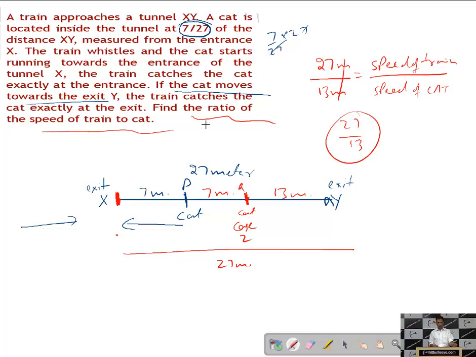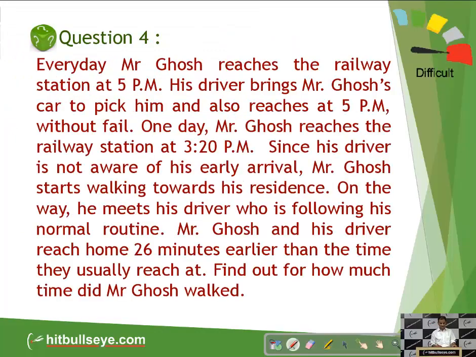Okay students, now come to the next question, number 4. Again, this is a CAT question. You can find this type of question in CAT 90s and in a lot of competitive exams, students. Just go to the question. Most of the students will skip the question because it is very lengthy and seems to be very tricky.